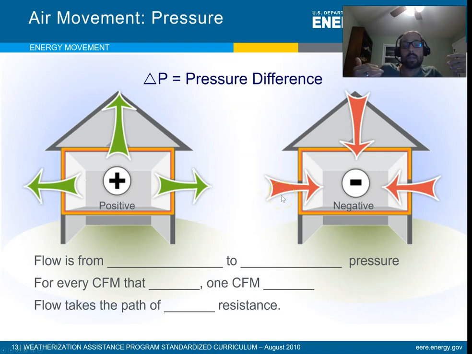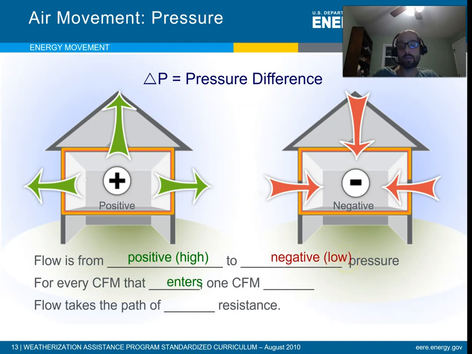Inside, outside, to physics, it doesn't matter. Air is just flowing from higher pressure areas to lower pressure areas. Could be from inside of a building to outside of a building, could be from a basement to an attic, attic to a basement, doesn't matter. It's going to flow from the high pressure to the lower pressure areas. That's just how it is. That's how a fan works. That's how a pump works. I mean, all of that just works by changing the pressure. And so again, it flows from the higher to lower. Remember, every CFM that enters, a CFM leaves, and vice versa. And flow always takes the path of least resistance.